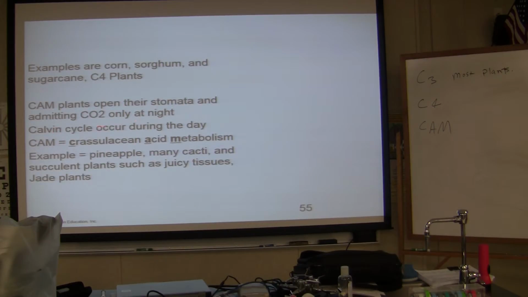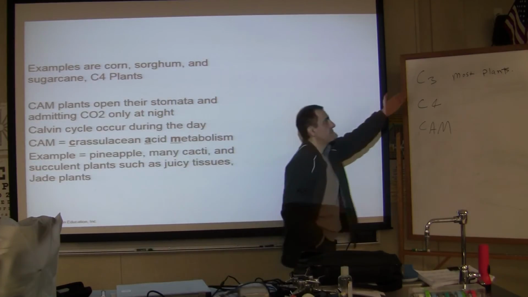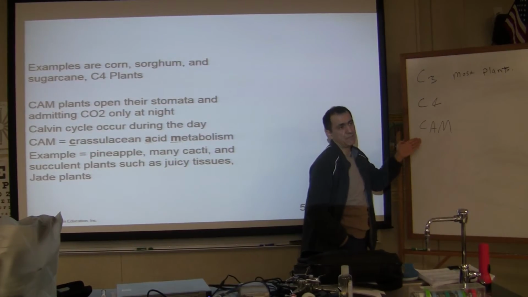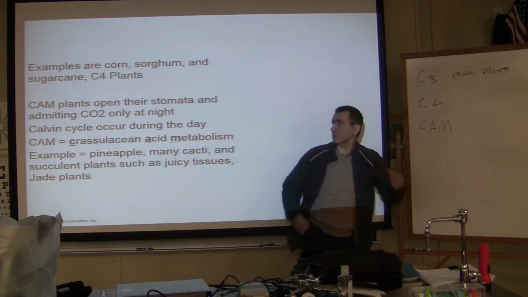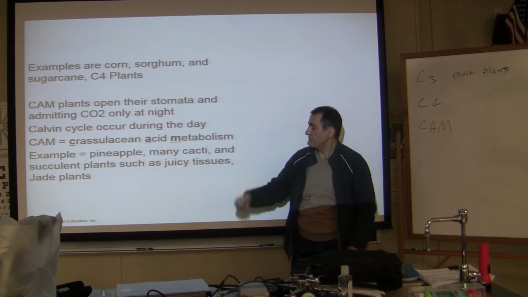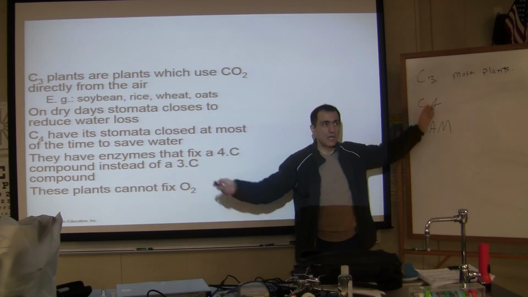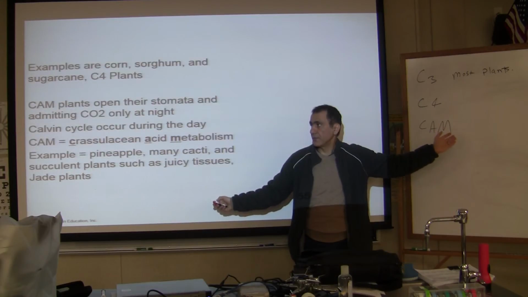CAM plants open up their stomata, admitting CO2 only at night. The Calvin cycle occurs during the day. CAM is crassulacean acid metabolism. Examples: pineapple and many cacti and succulent plants such as jade plants. So what I'm hoping you would know, as far as these 3, is examples of C3, C4, and CAM. I gave you some examples right here, in these last two PowerPoints.